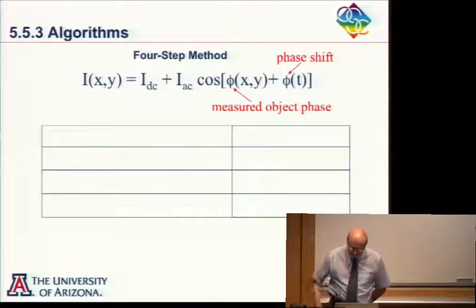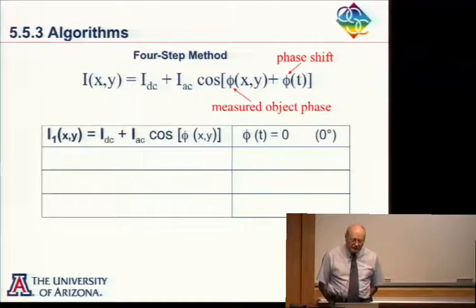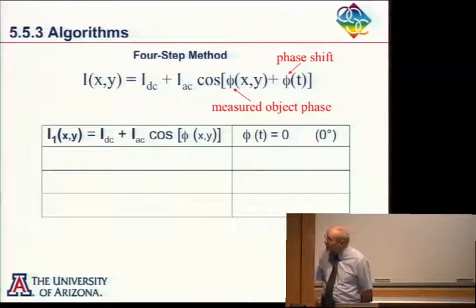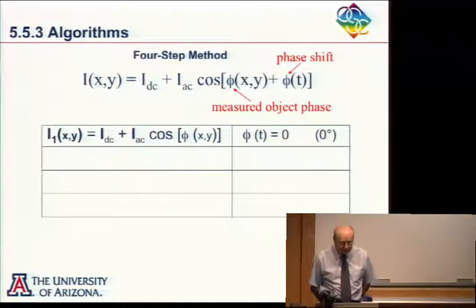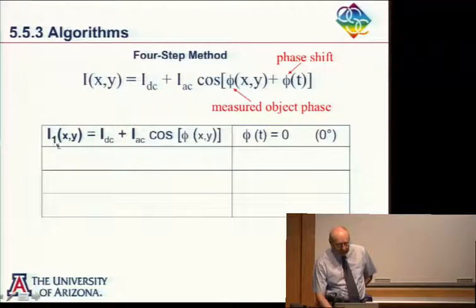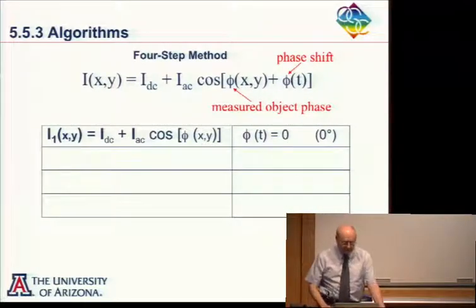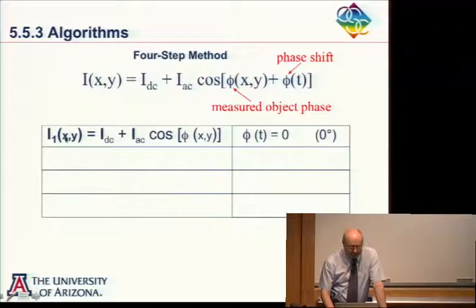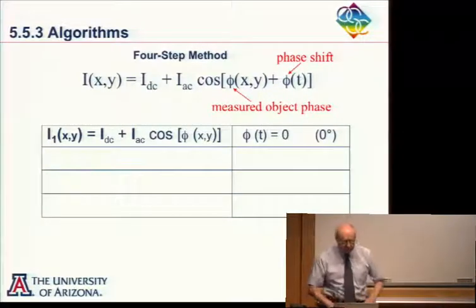And so what we're going to do here is, if I set phi of t equal to 0, then our irradiance is I sub dc plus I sub ac cosine of the phase, phi of xy. This is falling on our detector array. We're going to have some solid state detector array at the output of the interferometer, interfaced to a computer, and we're going to read out this array. So let's say we have a 1,000 by 1,000 element array.